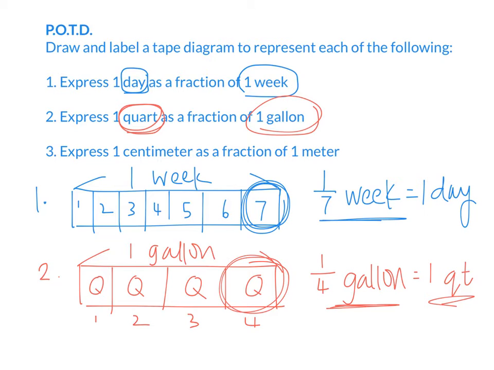If I told Grishma to give me 1/4 of a gallon of chocolate syrup, and I told Emily to give me 1 quart of chocolate syrup, who's giving me more chocolate syrup? None. They're giving me the same amount. Very good. Now let's try number 3.